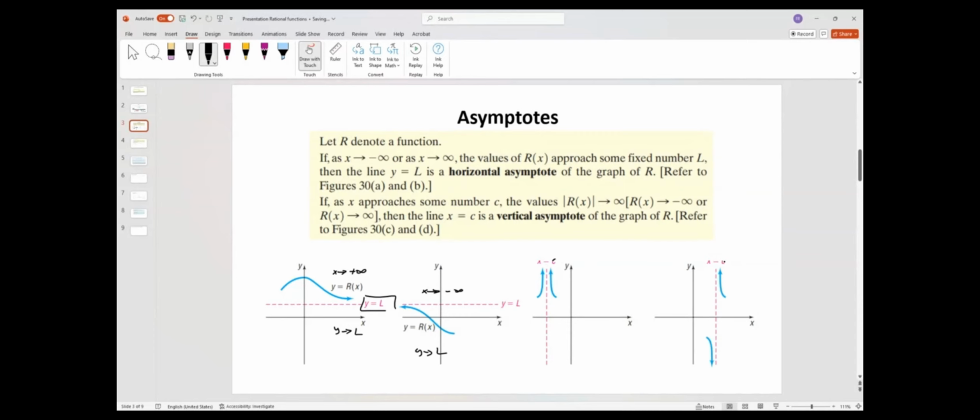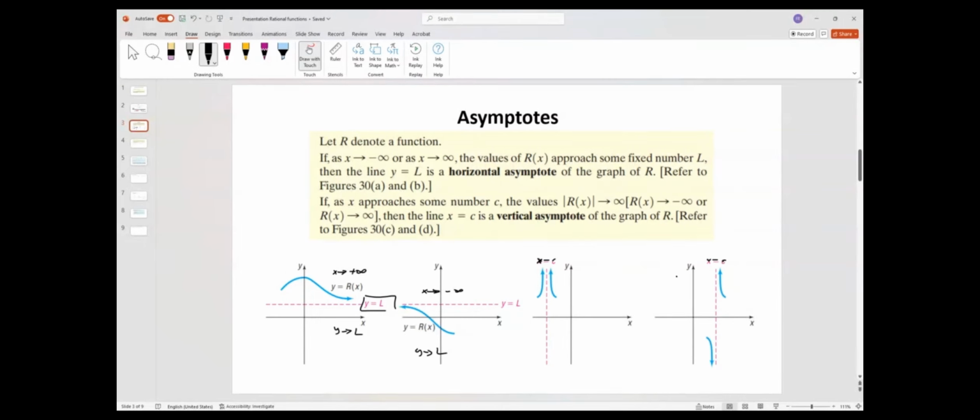Now, what about the vertical asymptotes? This is x equals c. So what is a vertical asymptote? If as x approaches some number c, the absolute value of r of x approaches infinity, or r of x approaches negative infinity, or r of x approaches infinity, then the line x equals c is a vertical asymptote of the graph of r.